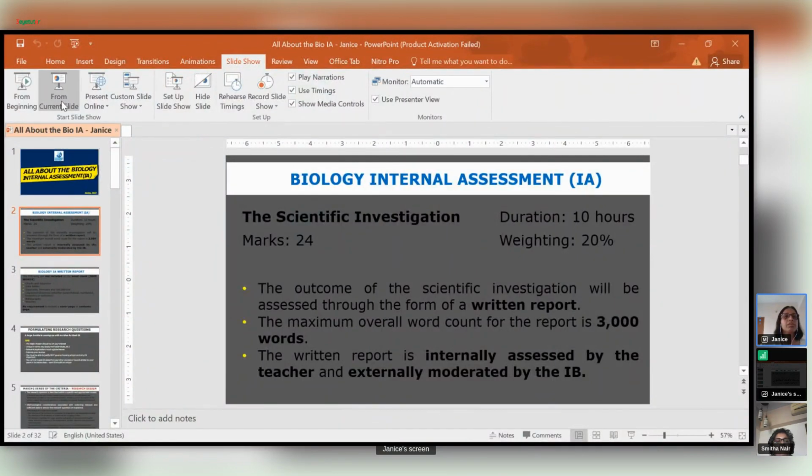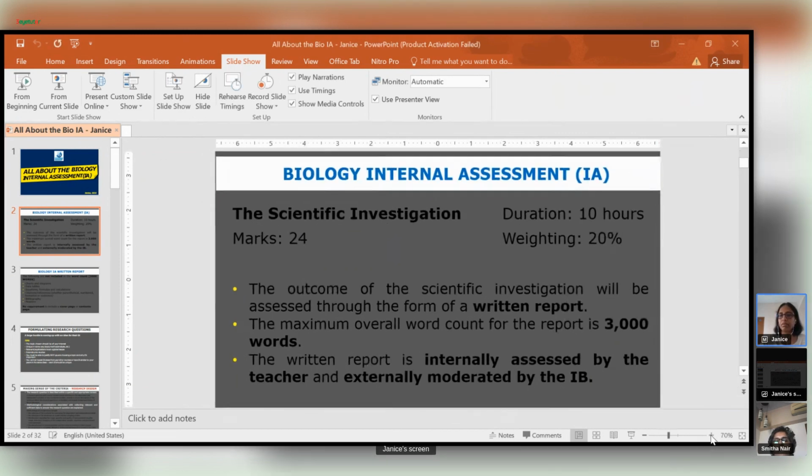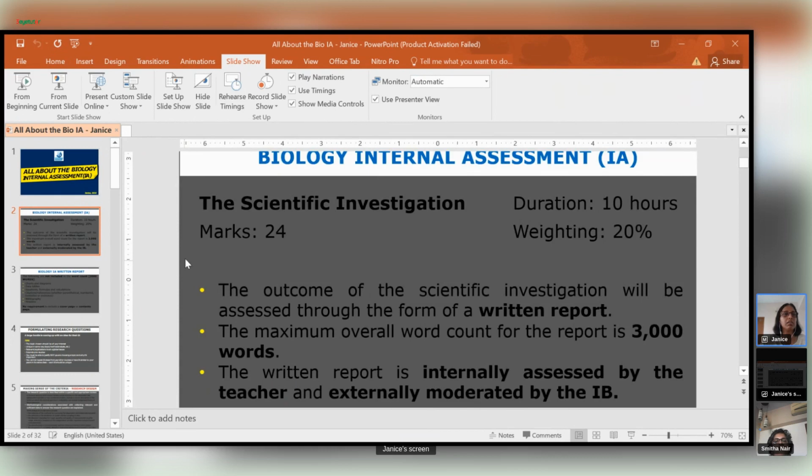Can you see my screen, please? Yes, yes. Okay. Can you make it a little bigger? This is the maximum size. Yeah, I can see. Thank you. Okay, fine. Now you can see. Yes.